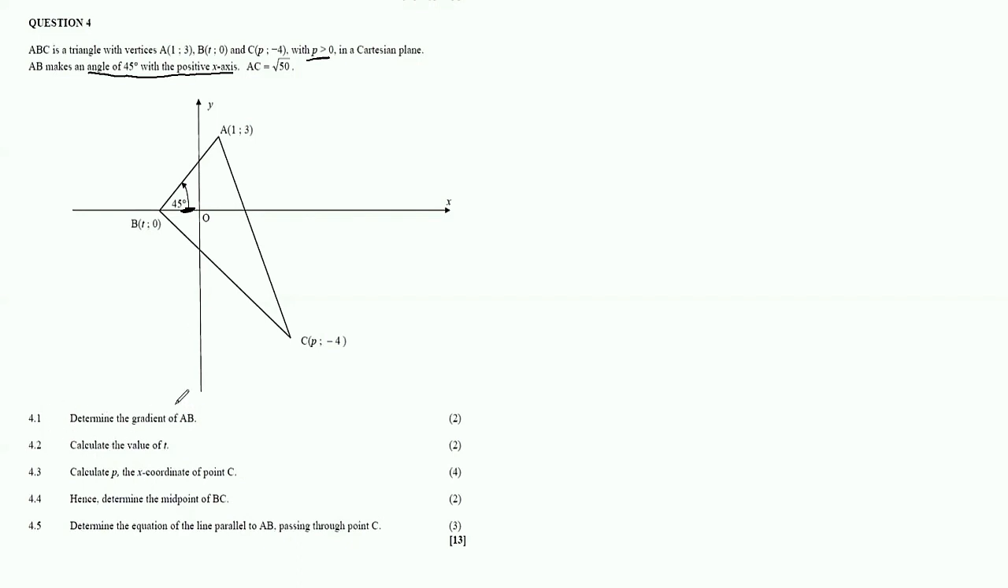Then 4.1 says determine the gradient of AB. Now that we are given the angle of inclination, for those 2 marks, this is the best way in which we can calculate that. We can just say tan theta and equate it to the gradient of AB. So we'll be using the angle of inclination formula in order to find our gradient.